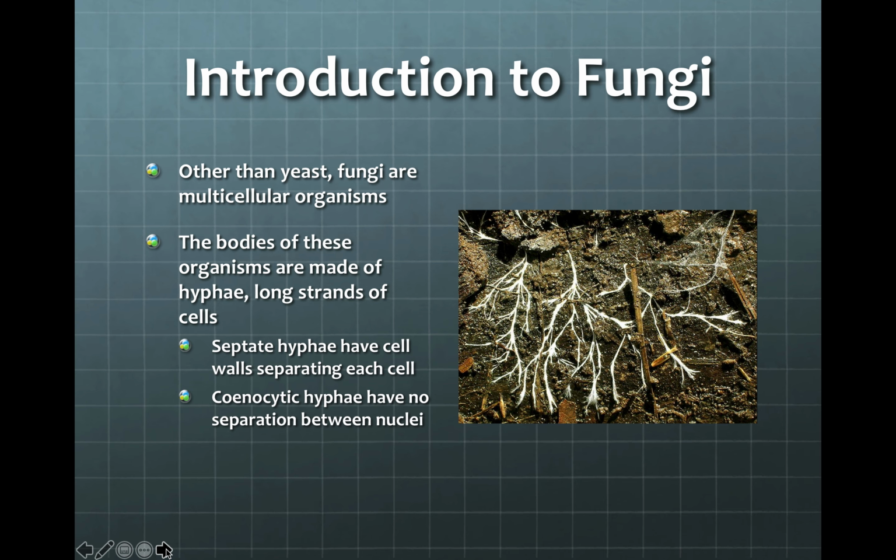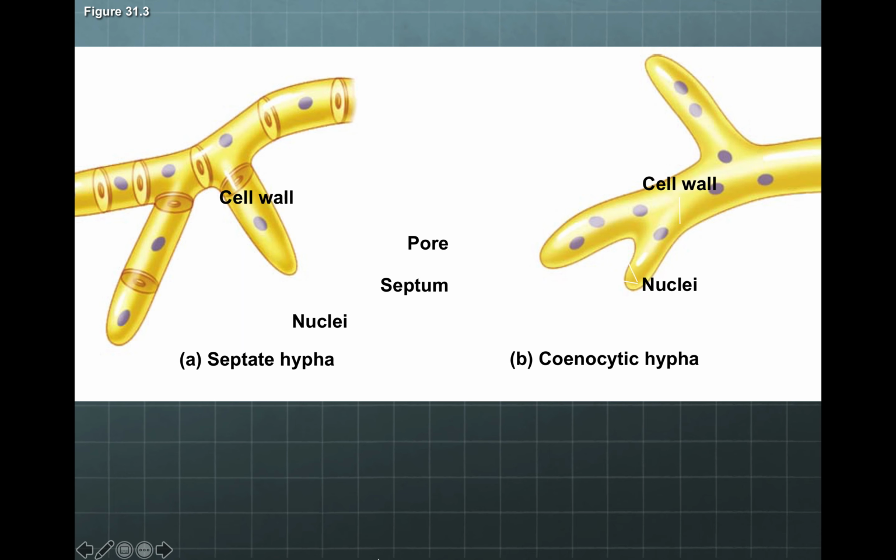Now, other than yeast, fungi are going to be multicellular, and I'm going to show you what each of these hyphae look like, but the hyphae are these very, very long strands of cells. And some of them, if you look at them on a cellular basis, have cross walls in between the cells, and some do not. If they have cross walls, they're called septate hyphae because the wall itself is called a septa. And the opening in the wall is called a pore. So this is what it looks like.